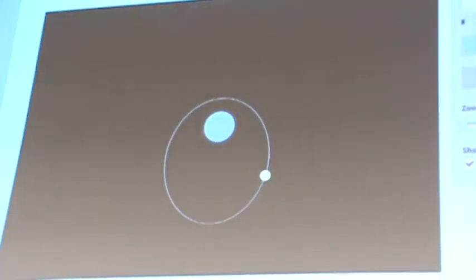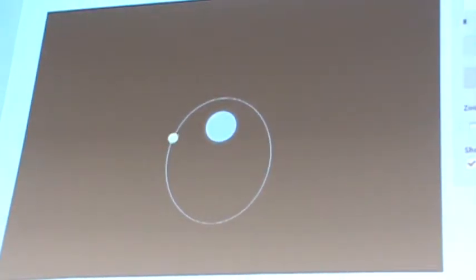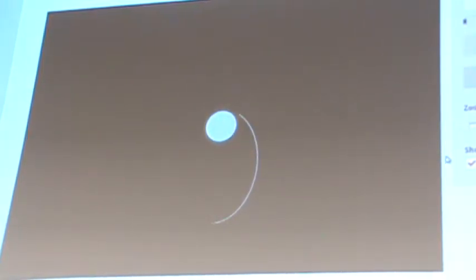Here, let me show you something else. What if I go even slower? What shape am I going to get? Oh, you get an explosion. Let's see if that happens again. Maybe it'll be different this time. Explosion again.